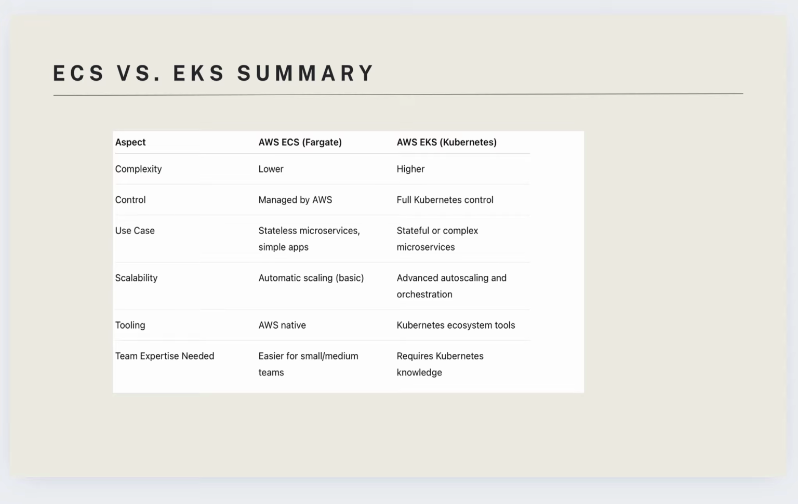To wrap it up, here's a quick comparison between ECS and EKS based on our experience. So basically, ECS is great for smaller, simpler workloads and teams that want quick setup and native AWS integration. But when your app needs advanced orchestration, scalability, and flexibility, EKS is a better choice if you have the Kubernetes expertise to manage it.